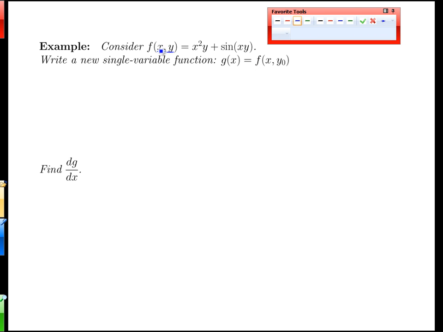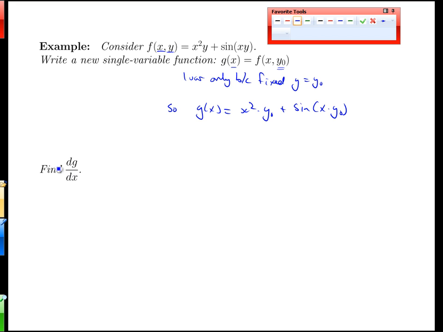We have a function here of two real variables, x and y. It's possible to change both of them. What we're going to do is pretend for a second that we have a function of one variable only, because we fixed y at some value. We said, okay, y's pinned to y naught. That's not going to change. So g of x is just x squared times y naught plus sine of x times y naught. And for some reason, it's easier to do the derivative here correctly.